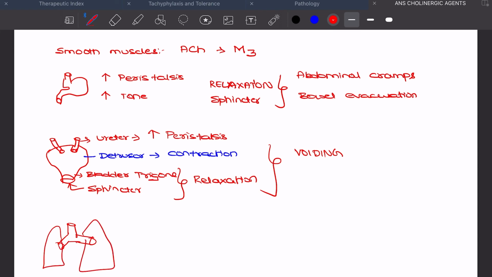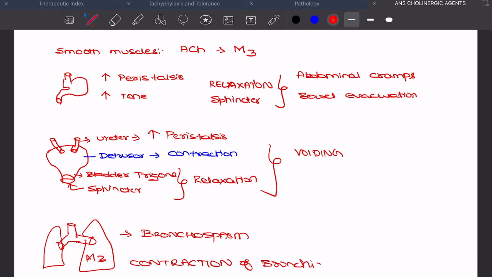And in the bronchus, in the lungs, if you are activating the M3 receptor, there will be bronchospasm, mainly due to the contraction of the bronchial smooth muscles. So you should be careful, it may precipitate attacks of bronchial asthma.